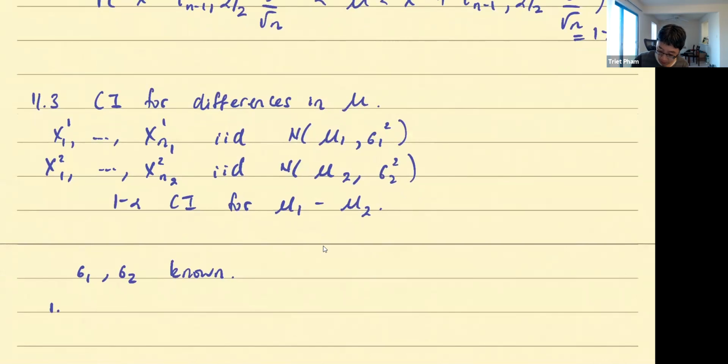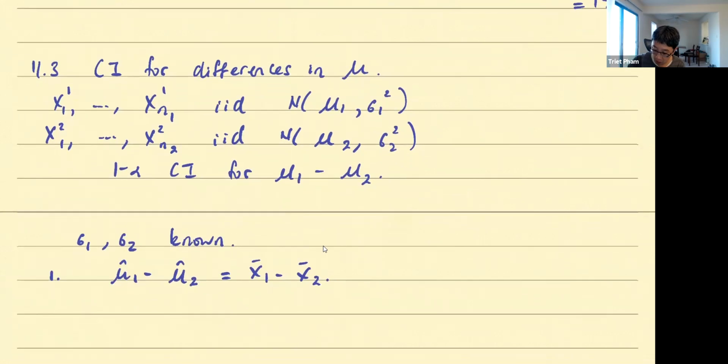So first, we want the estimator for this. Obviously, the estimator for mu1 minus mu2 is mu1 hat minus mu2 hat, which is x bar 1 minus x bar 2. And we should recognize that by itself, x bar 1 minus x bar 2 is a normal. Oh, we should also say that these two samples are independent of each other, which is important.